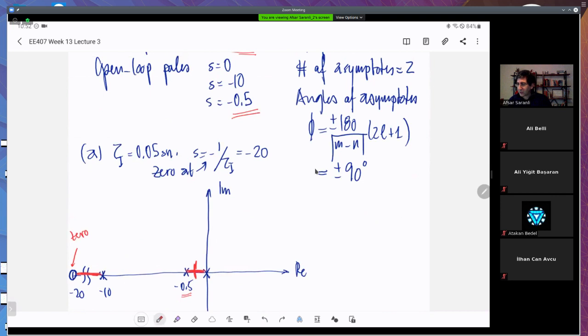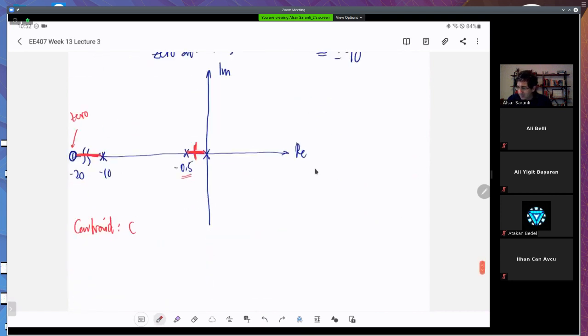Alright. Okay, so let me also calculate the centroid. Remember the centroid is the summation of the poles minus summation of the zeros, over number of poles minus number of zeros. So that gives us simply minus 10 minus 0.5 plus 20, minus 20 makes plus 20, over 2. So what does that give us? That gives us 4.75 if I'm not mistaken. Okay, plus. So you have a centroid somewhere along here.